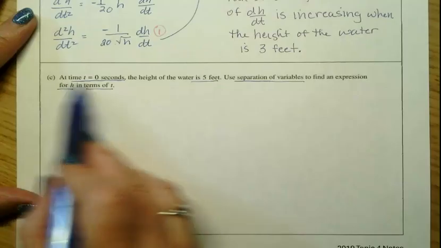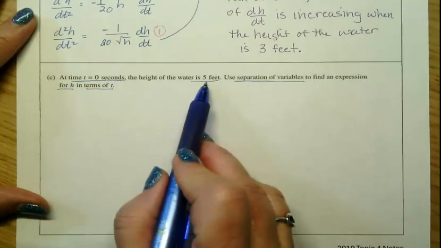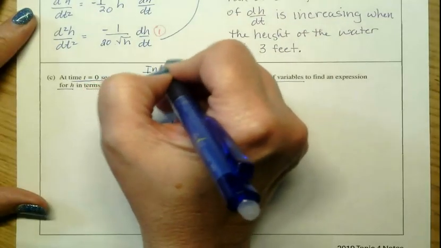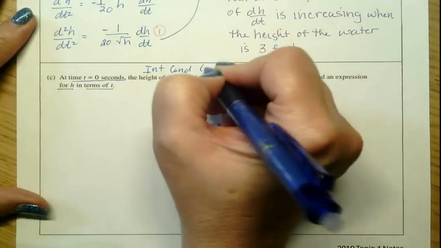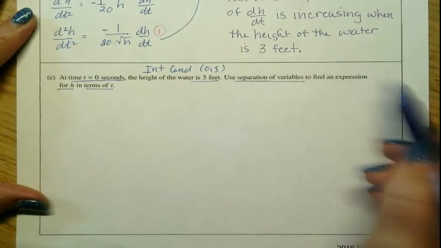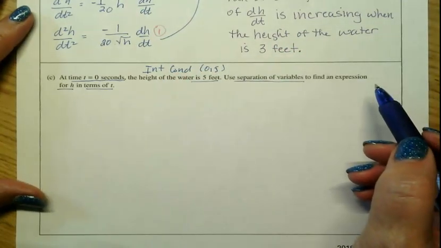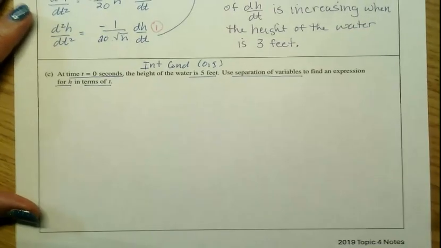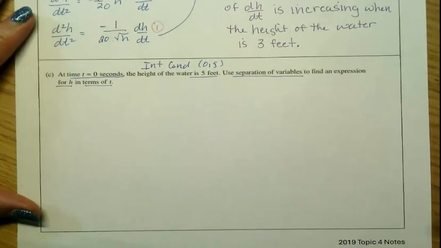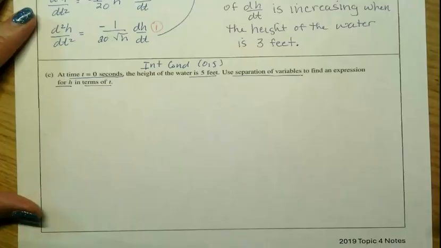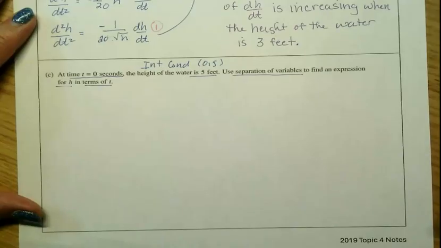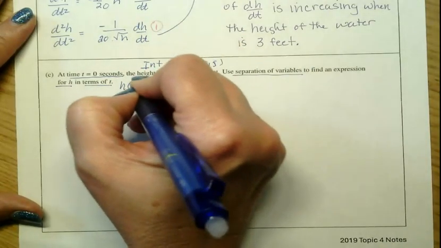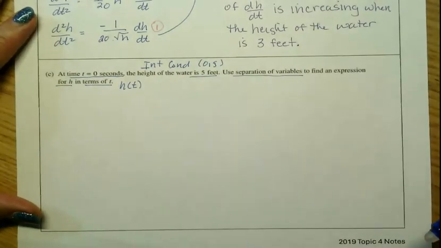Okay, so we have at time 0, the height is 5, so there is an initial condition for us to use, which is going to be (0, 5). We are going to use separation of variables to find an expression for h in terms of t. So we're going to be finding the antiderivatives and all that fun stuff. So go ahead, pause your video, and see if you can get down to that function expressed for h in terms of t. So that would be h of t equals, in the end. Okay, pause your video.